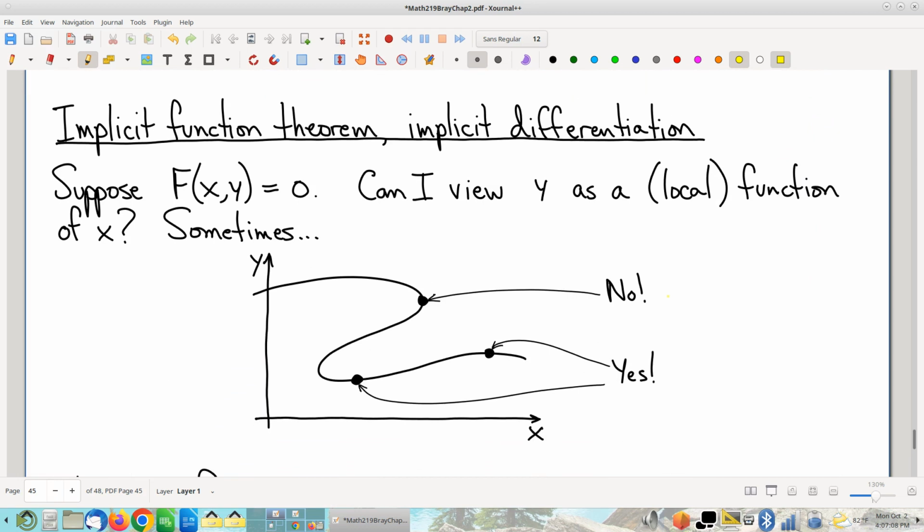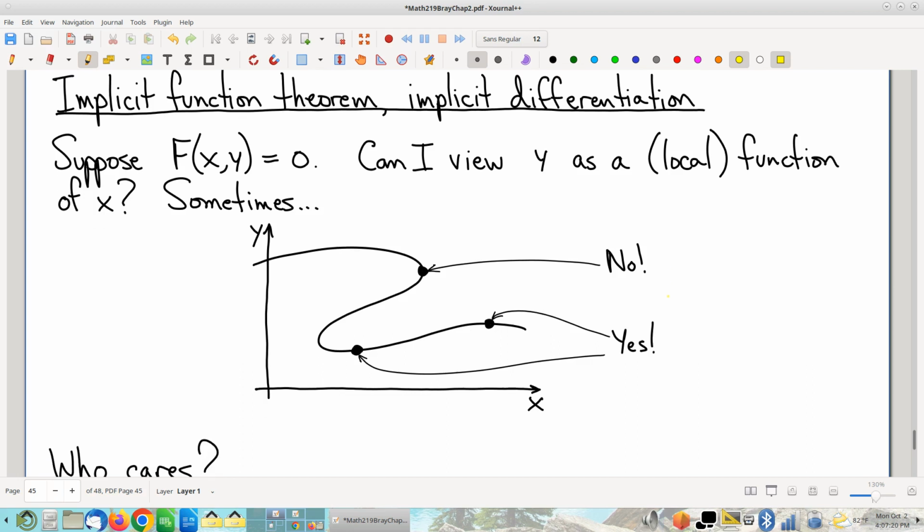Real quick, I want to talk about the question that we're going to answer next, and we're not going to be able to get very far into it, but we'll finish this up next time. I want to talk about what the implicit function theorem is and what question it addresses.